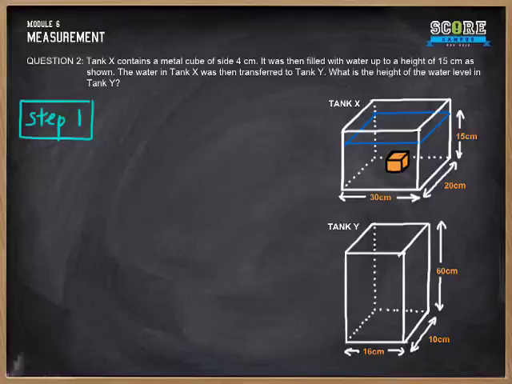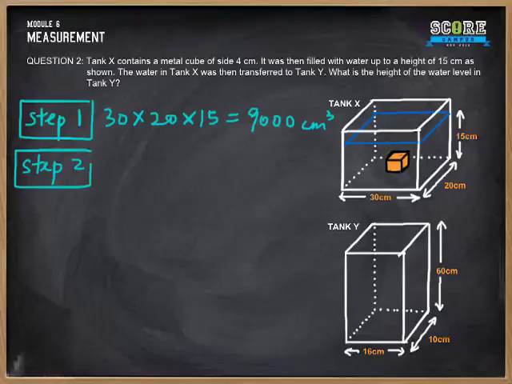Look at the dimensions, it's 30 times 20 times 15. 15 is the height of the water level. When you do the multiplication, what do you get? You get 9,000 cm cube. Now let me reiterate, what does this represent? This is the volume of the water plus the metal cube. Now, if you want to find out the volume of the water alone, then you've got to subtract the volume of the metal cube. So let's find out the volume of the cube. You know the side is 4 cm, so it's going to be 4 times 4 times 4 equals 64 cm cube. Now this is the volume of the metal cube.